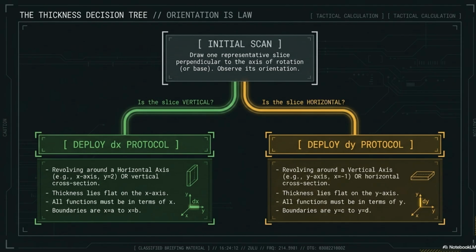The thickness decision tree relies on one rule. Orientation is law. Draw one representative slice perpendicular to the axis of rotation. If the slice is vertical, its thickness lies flat on the x-axis. Deploy the dx protocol and ensure all functions are in terms of x. If the slice is horizontal, its thickness lies on the y-axis. Deploy the dy protocol and ensure all functions are in terms of y.